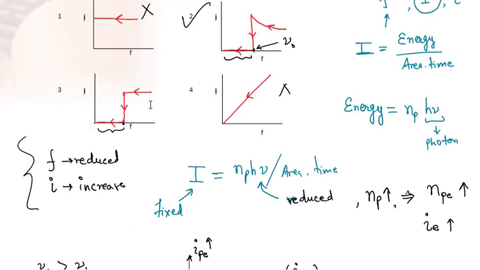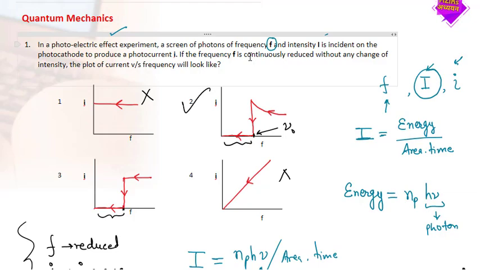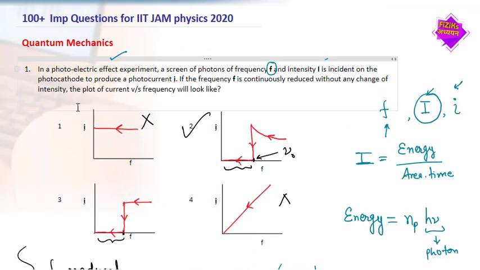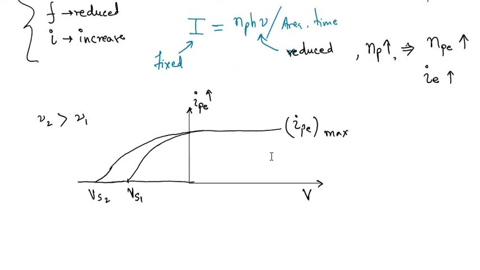So these are two types of questions. The first question asks about current versus intensity, and the second question asks about current versus applied voltage at different frequencies. These were the basic questions that were asked in different examinations. The first question was asked in JNU, and this question was asked in the JAM examination, and many more.